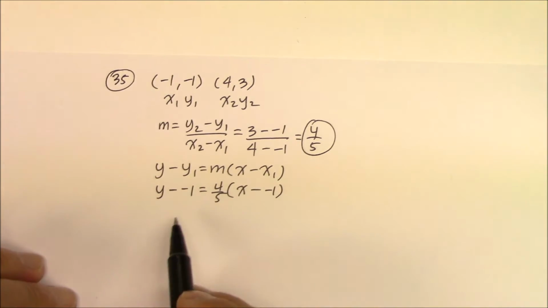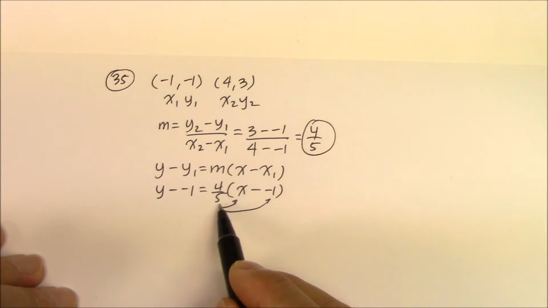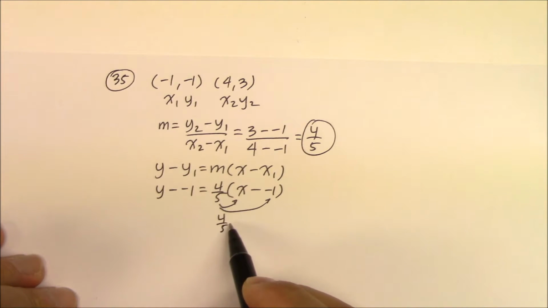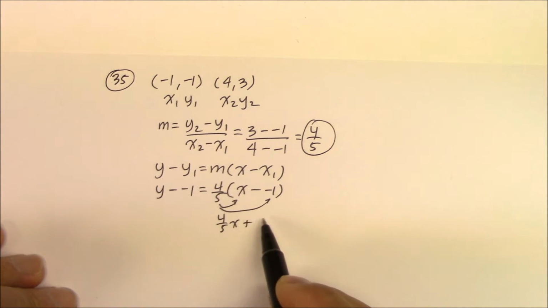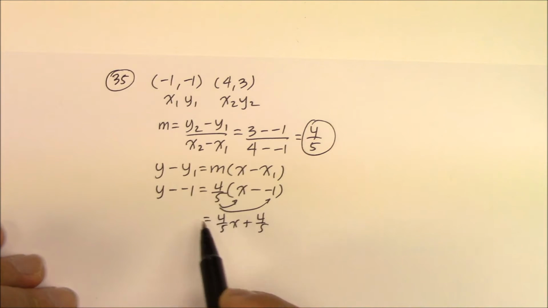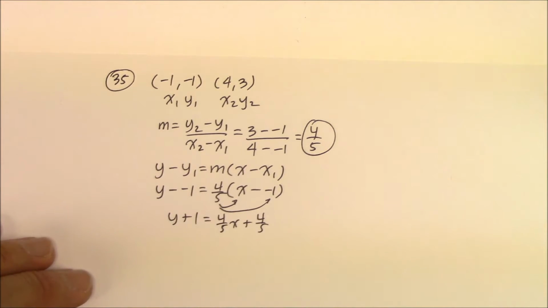So let's simplify and do the distributive property at the same time. That's 4/5 x. That becomes a plus. So 4/5 times 1 is 4/5. And that becomes a plus, so it's just y plus 1. Now let's bring the 1 over to make it into slope-intercept form, which is what we're trying to do. So we get y is equal to 4/5 x.